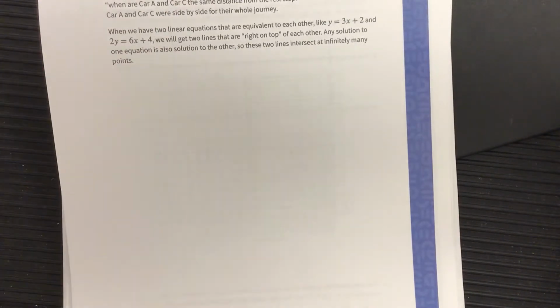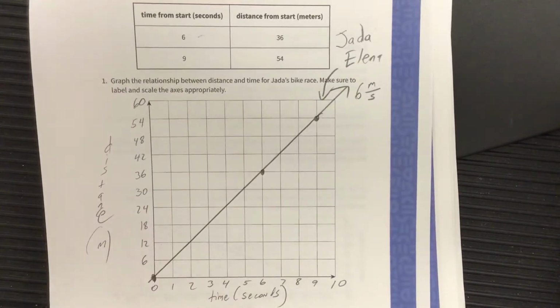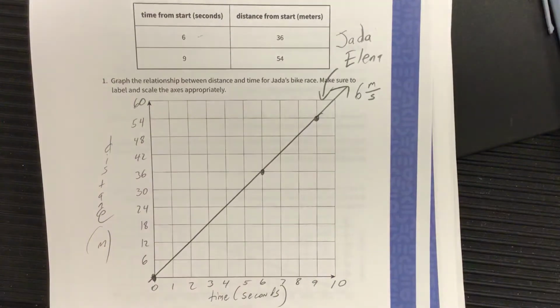Number 3, who won the race? It's a tie. Unless there's other people in the race.